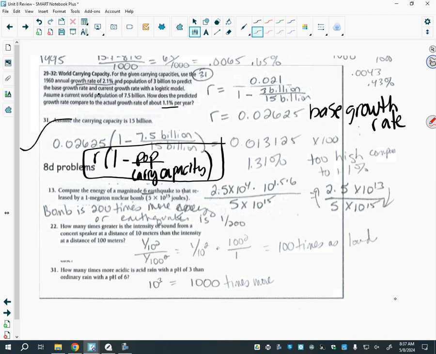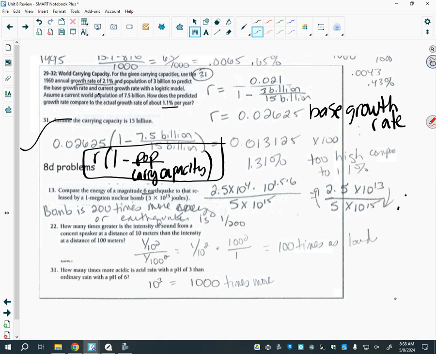But if you did these problems, it's just interesting to look at the difference in how much more something is. So on 13, they said compare the energy of a magnitude 6 earthquake, which I had to use the formula for, to the energy released by a 1 megaton nuclear bomb. And they told us the energy, 5.5 times 10 to the 15 joules. If I do the earthquake, I got 2.5 times 10 to the 13th, which means a magnitude 6 earthquake does not have as much energy as a 1 megaton nuclear bomb. If you compare those two, I wrote them this way, but then I flipped it. I want the bigger one on top. If you flip it over and divide, you get 200. That means a 1 megaton nuclear bomb has 200 times more energy than a magnitude 6 earthquake.